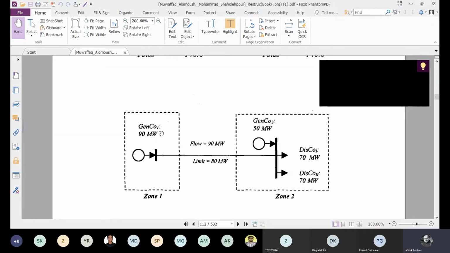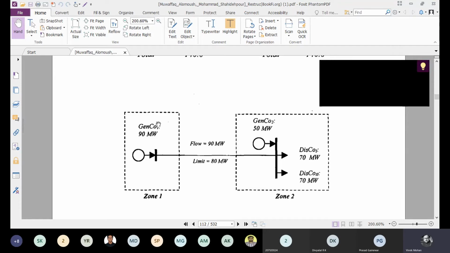So for adjustment bids, Gencos can submit both an incremental bid and a decremental bid, or either of them. A decremental bid means that for adjustment they have to reduce it. An incremental bid means they have to increase. So here Genco 1 should have a decremental bid and Genco 2 should have an incremental bid.